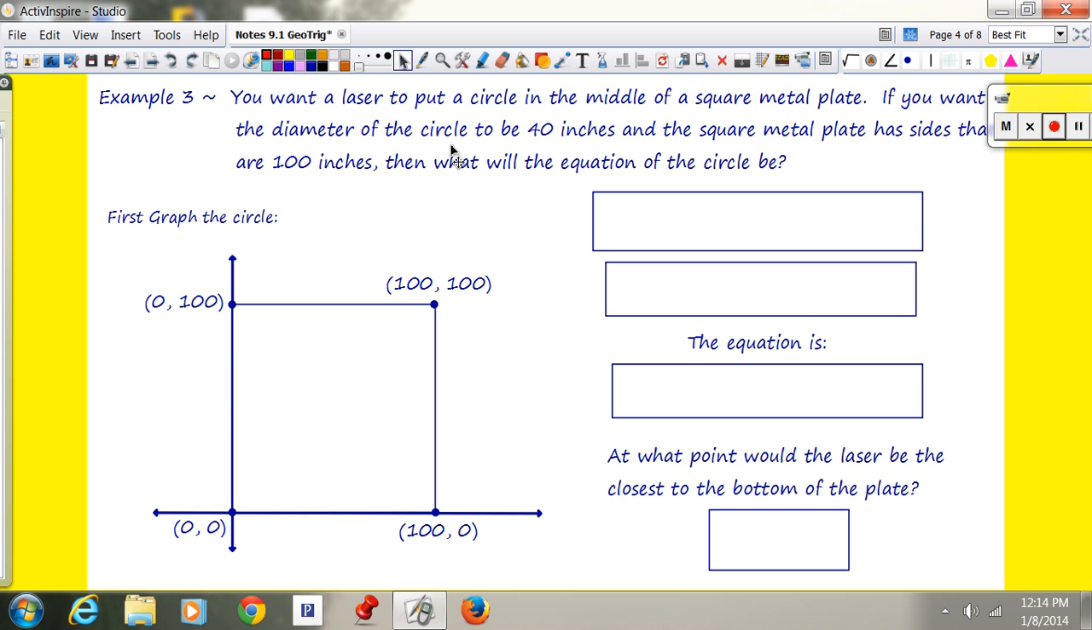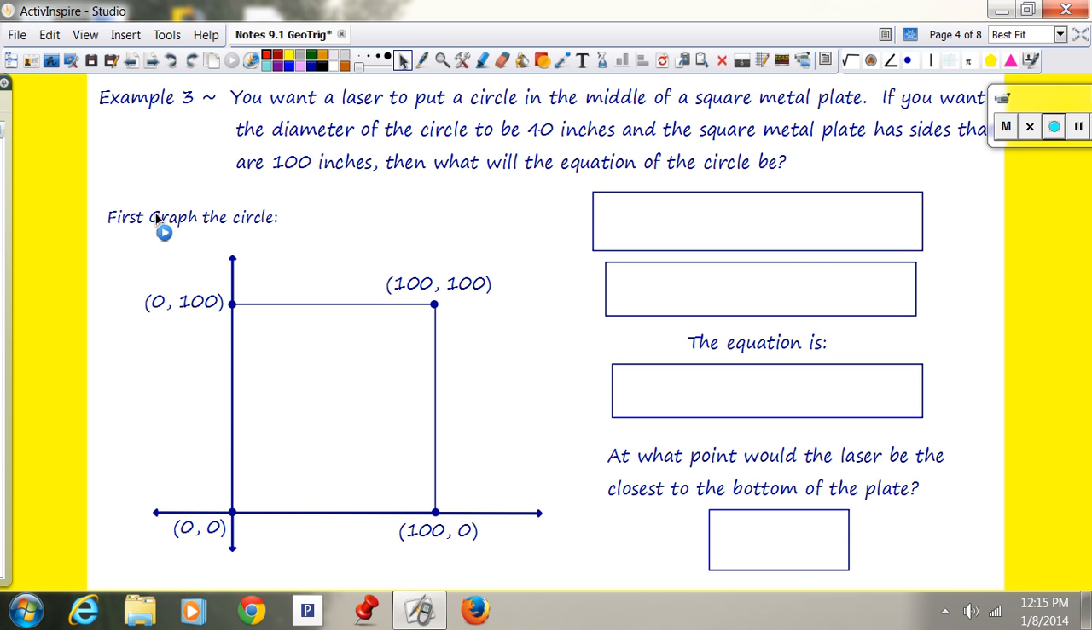Example 3, you want a laser to put a circle in the middle of a square metal plate. So here's your metal plate, and you want the circle to be right in the center of it. If you want the diameter of the circle to be 40, a 40-inch diameter means it's a 20-inch radius. Half of that diameter is the radius. And the square metal plate has sides that are 100 inches. Okay, so from 0 to 100, from 100 to 100, 0 to 100, and so on. Then what will the equation of the circle be?